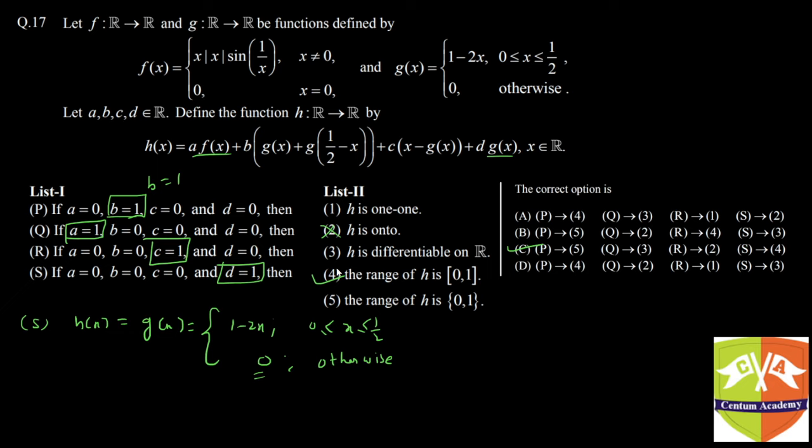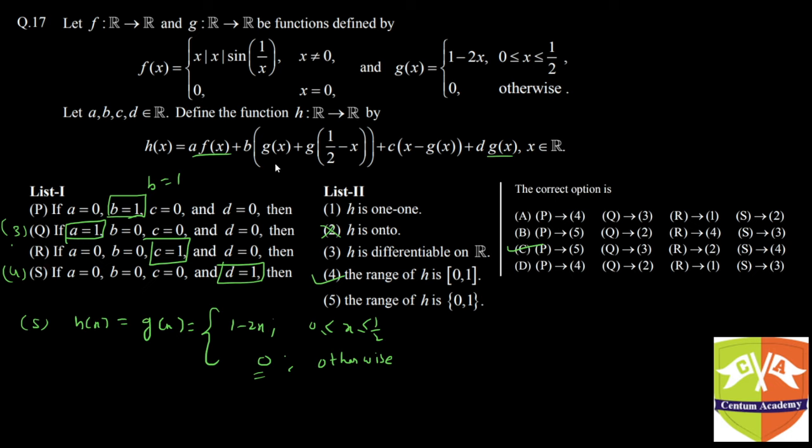Okay, let us look at 4 and 5. Then is the range 0 closed to 1 closed? That is not true again, because for some large values of x, this term will become 1s and it might go to plus infinity. So this is not true. So answer for q must be 3. For s it was 4, for q it is 3. Let us look at p and r.